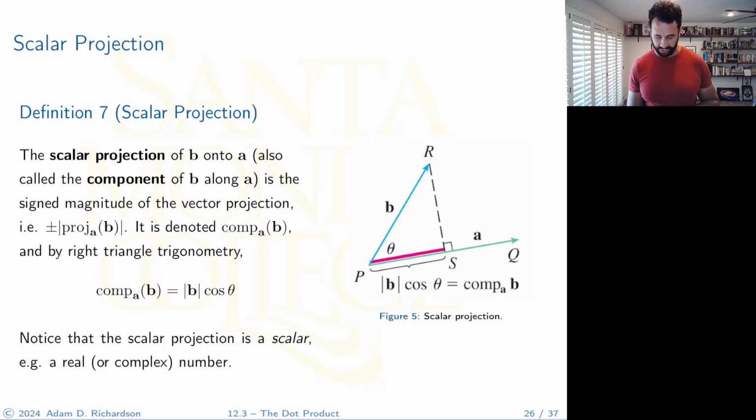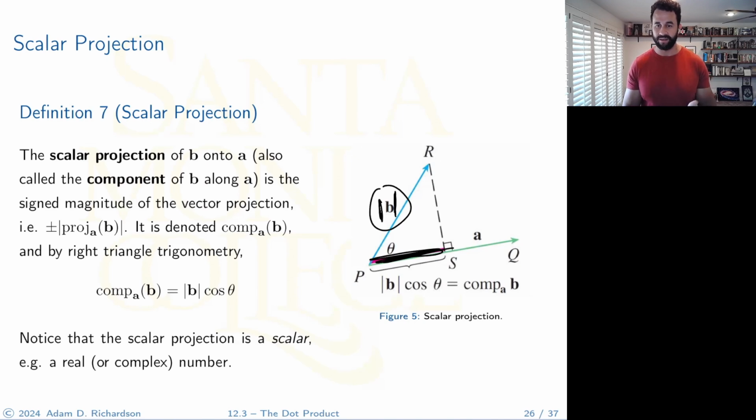The scalar projection, or component of B along A, is denoted by comp sub A of B. And by right triangle trigonometry, the component of B along A is the length of B times cosine theta. That's it. It's really just right triangle trigonometry again, right? Think about this: this is the length of B right here. What's the length of this? It's this times cosine theta.